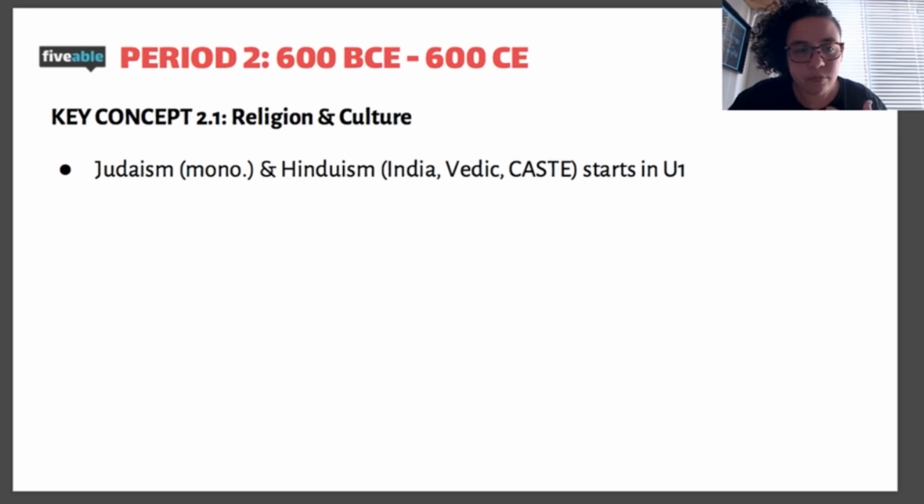In the first time period, Judaism and Hinduism originate. But in this time period, they're also going to develop further. It's important to know that Judaism is monotheistic. It's coming out of the Middle East. Hinduism is connected with India. It's the Vedic system. It's caste. That's one of the most important terms. While those two start in time period 1, they're important to mention here because they are major world religions that have an incredible impact on societies throughout history.